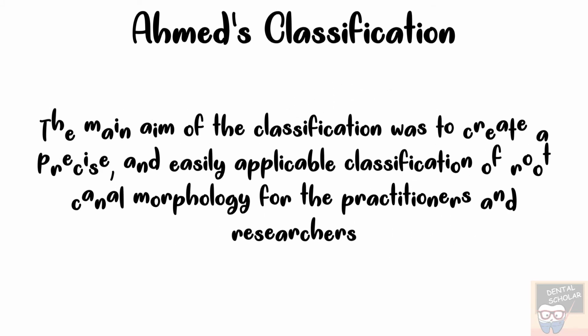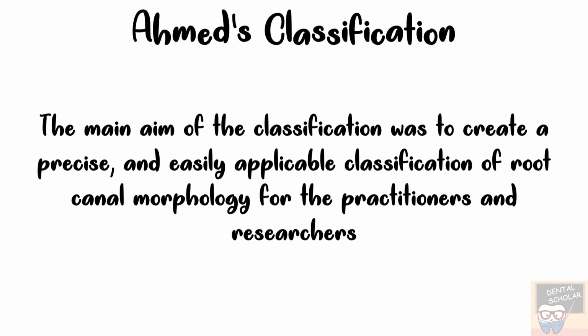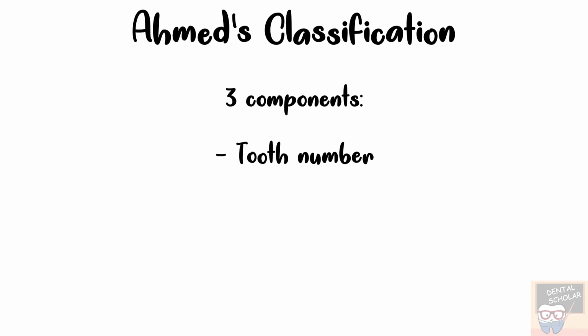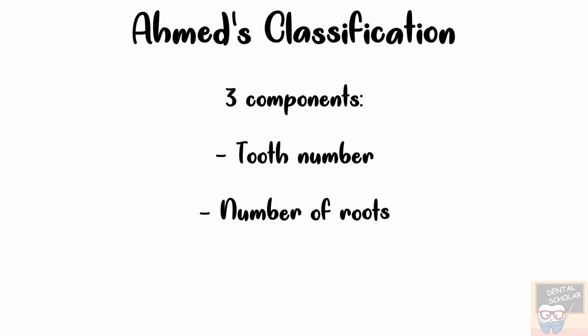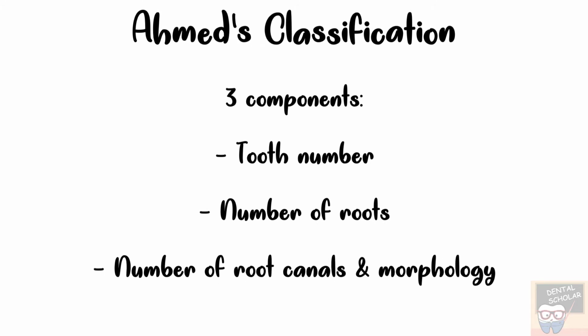The main aim of this classification was to create a precise and easily applicable classification of root canal morphologies for the practitioners and researchers. The code in this classification consists of three components. The first one is tooth number, second, number of roots, and number of root canals and their morphology.